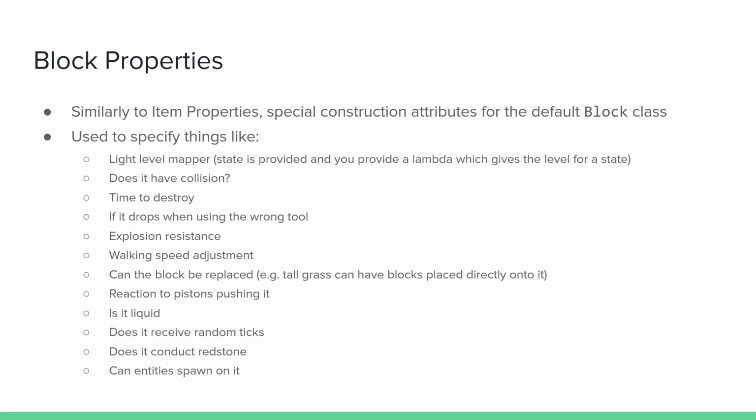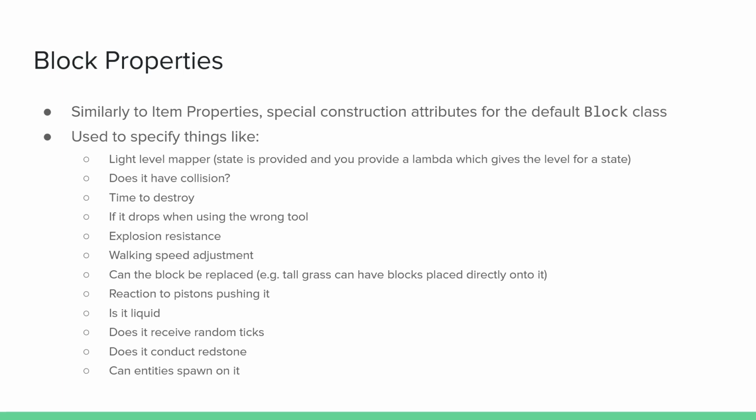So you can specify things like its light level, collisions, the time it takes to destroy, if it drops when using the wrong tool, explosion resistance, your walking speed adjustment like soul sand, if it's bouncy like a slime block, can it be replaced like tall grass? If you right click on tall grass with a block, it'll actually replace that tall grass with the block rather than trying to place around it.